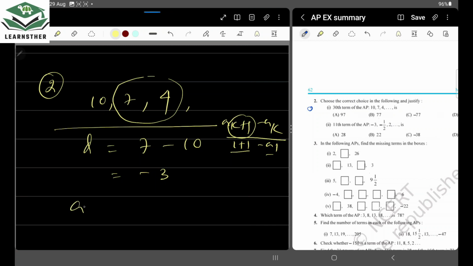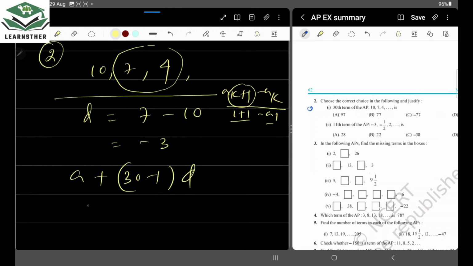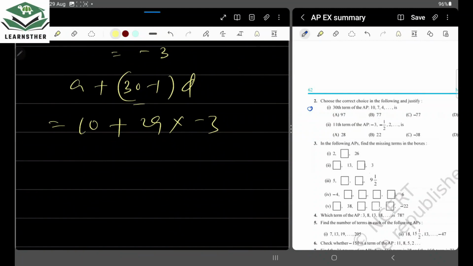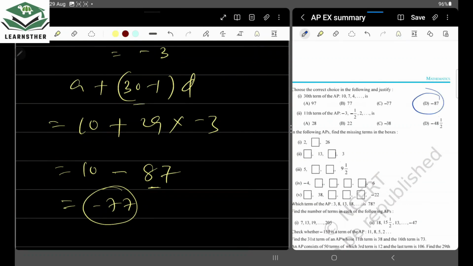So the 30th term you can find like this: a plus 30 minus 1 into d. You remember this? a is 10. If you want to find the 30th term, 30 minus 1, 29 into d. d is minus 3. So 10 plus 29 times minus 3 is 10 minus 87, which will become minus 77. Plus and minus gives minus, the sign will be of the bigger number. So the answer is this one.